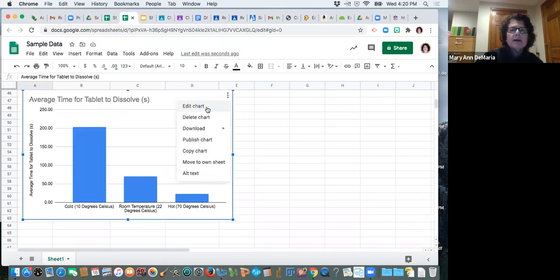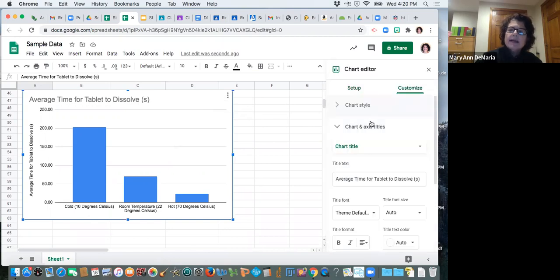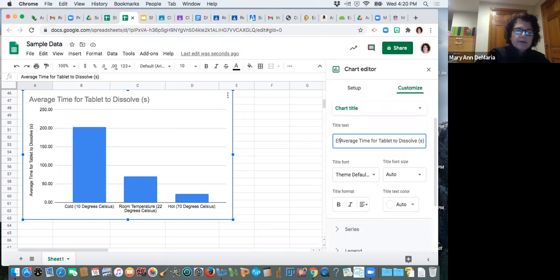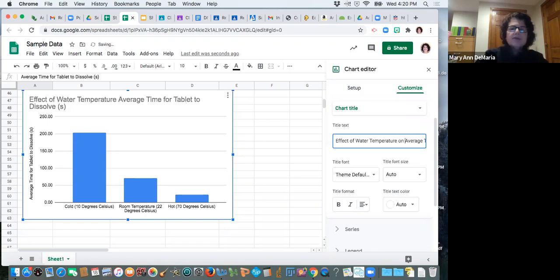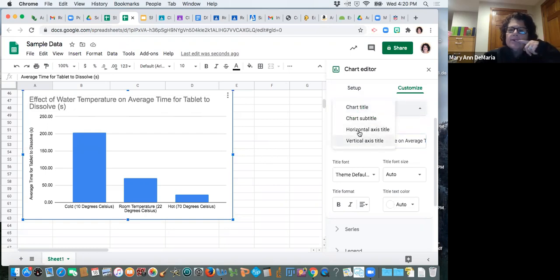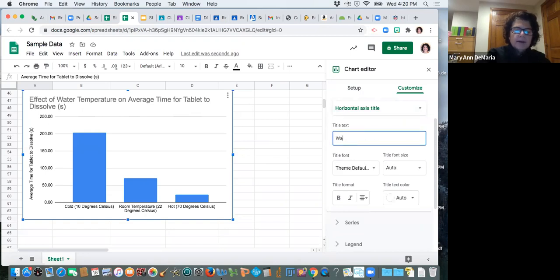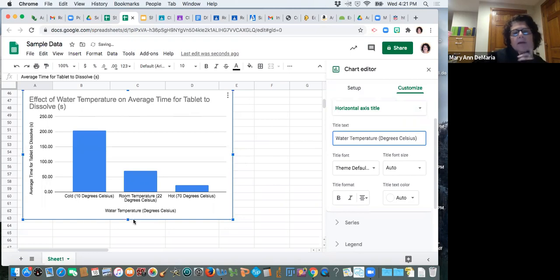So I've got to go customize. I'm going to edit this chart, customize it, and put in a title. I'm going to say effect of water temperature on average time for tablet to dissolve. Then I'm going to put in a title here and just say water temperature, and in parentheses, degrees Celsius, because I don't feel like getting the little degree sign right now. So there's my x-axis label, each bar is also labeled, and there's my y-axis label. Now I have my independent variable clearly labeled there, and my dependent variable clearly labeled here.